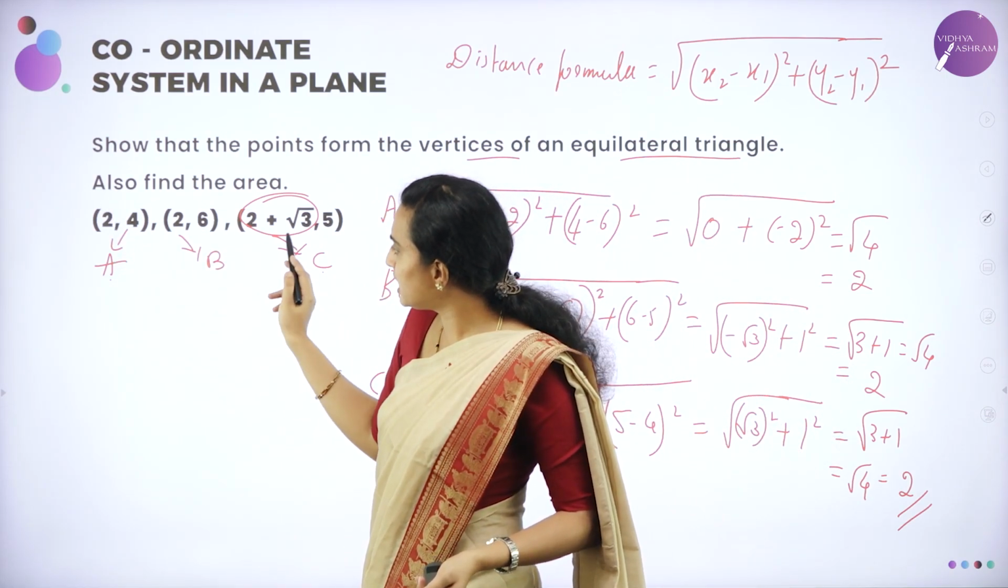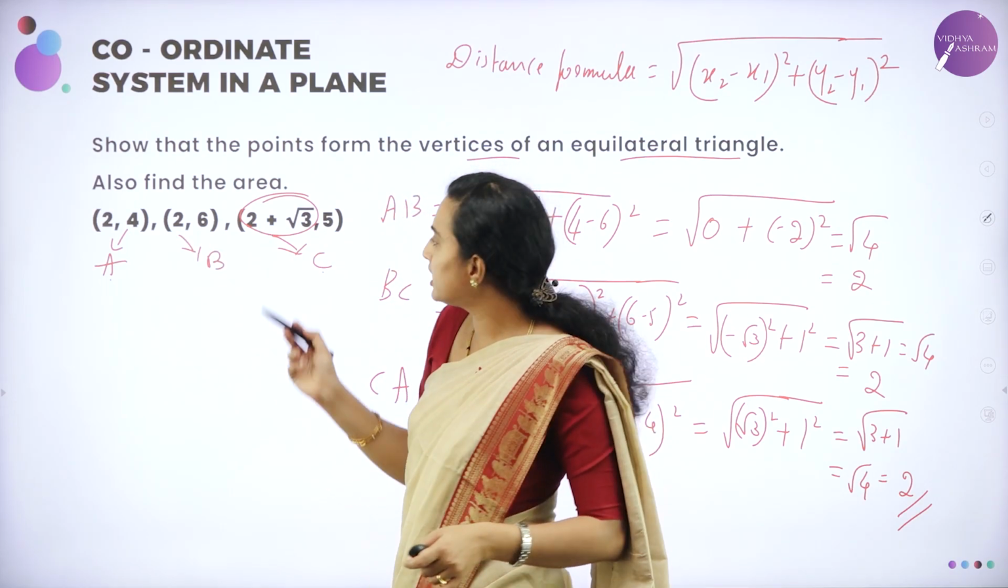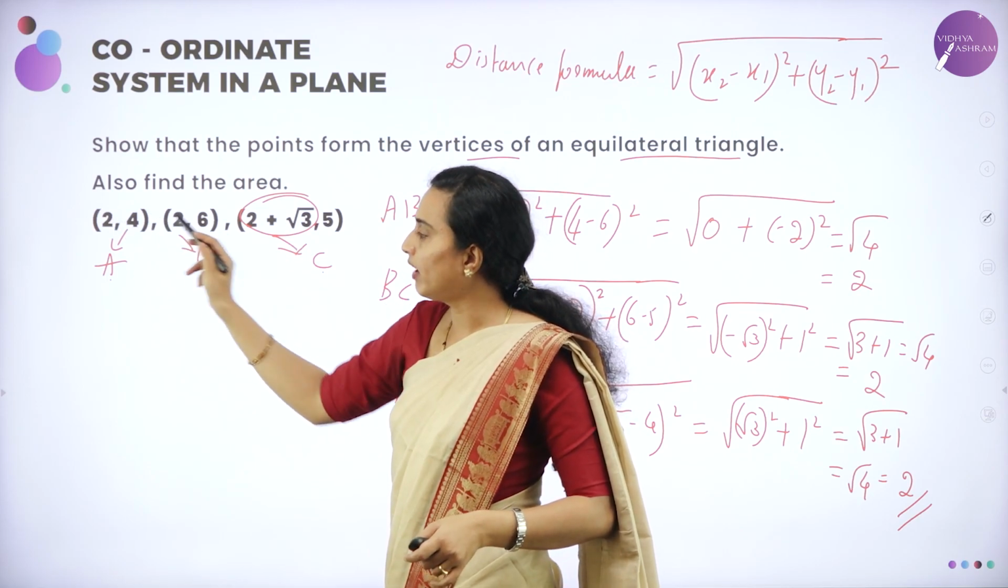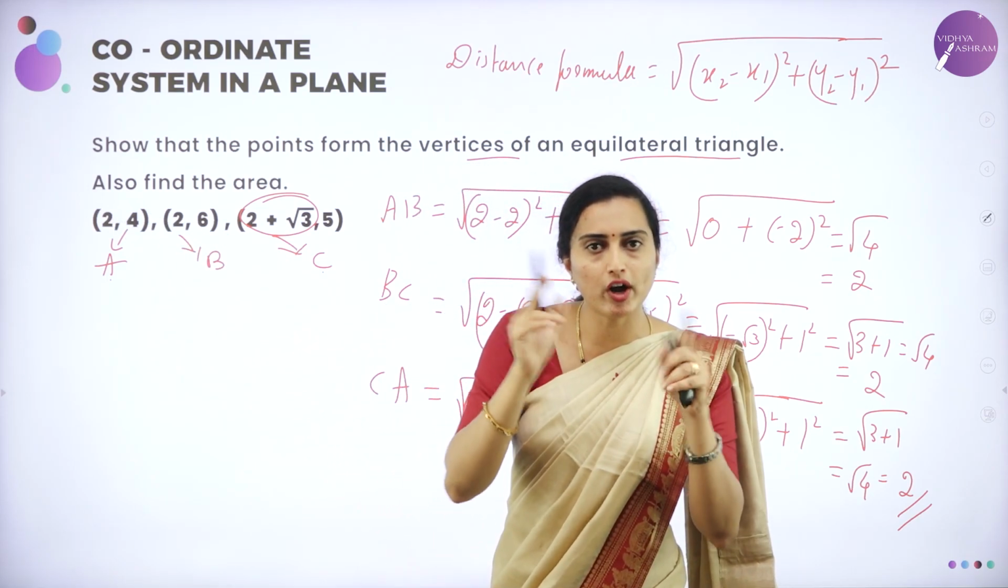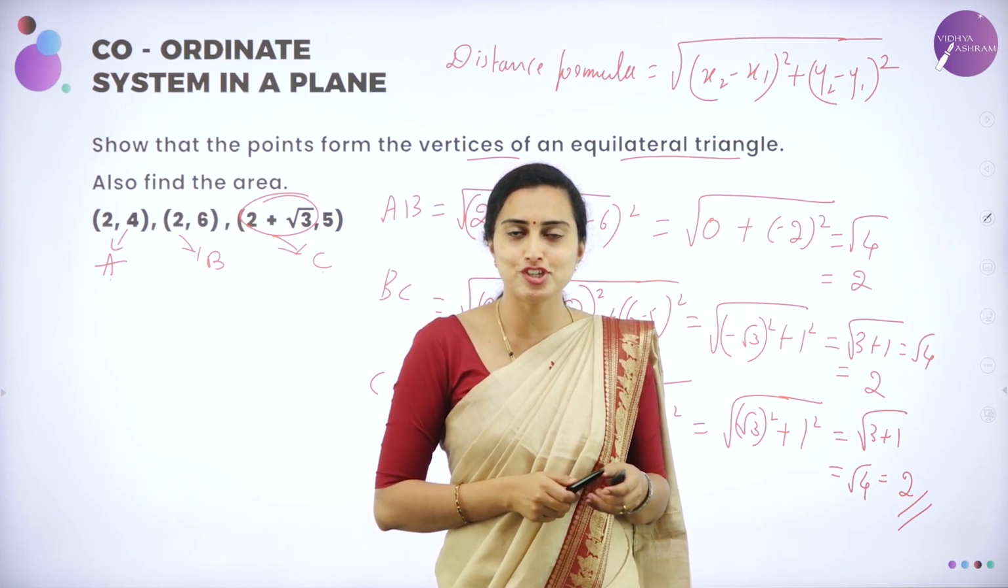When it comes to BC, consider x1, y1, x2, y2. Understood? When it comes to CA, consider x2, y2, x1, y1. Any two points are said to be x1, y1, x2, y2. That's it. Is that easy, dear students?